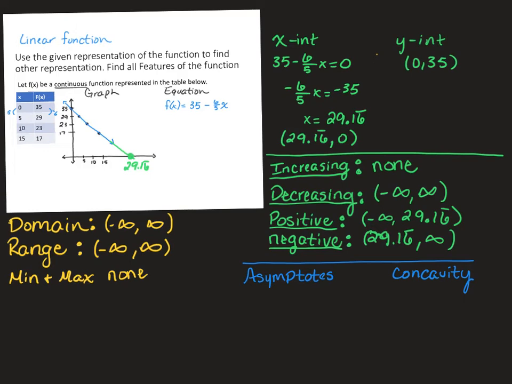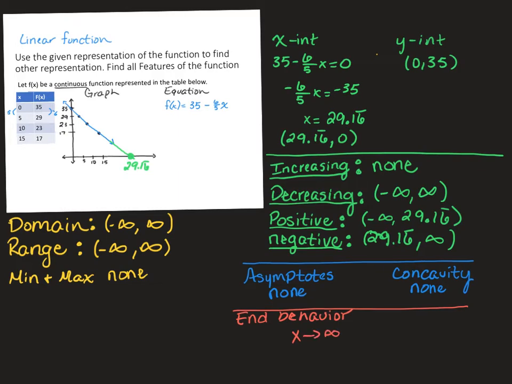Linear functions have no asymptotes, so we're going to write none. And because linear functions are straight lines, they have no curve in them, so they also have no concavity. The last thing that we'll talk about is the end behavior. And the end behavior is talking about what happens when x approaches infinity.